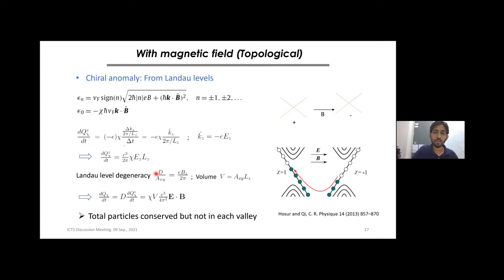Now, to get the three-dimensional charge current, I have to just take this one dimension and multiply with the degeneracy, and immediately you see that this Ez multiplies with Bz, giving you an E dot B term. The chi stays as it is, the volume stays as it is, and you have some prefactors. And this is exactly what a chiral anomaly is, which tells you that under parallel electric and magnetic fields, the charge is not conserved in each valley separately. It's only the total which will be conserved.